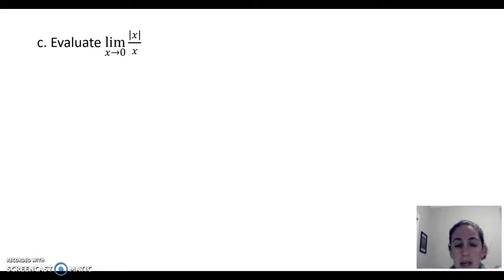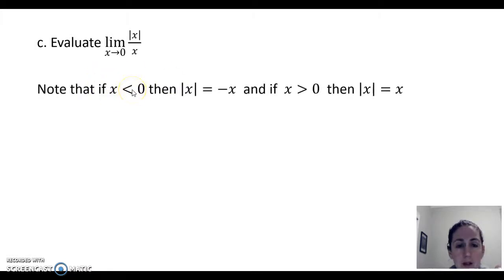So if x is negative, the absolute value would be positive. To make a negative positive, we'd stick a negative in there, right? If x was negative 1, the absolute value of negative 1 would be 1. Well, if x is negative 1, to make that negative positive, it's negative negative 1. And if x is positive, then the absolute value of x is just itself.